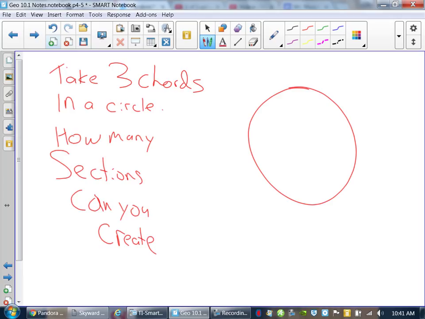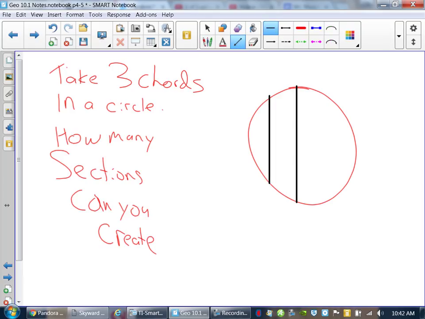There's an actual definable answer to this. See if you can draw that real quick and think your way through it. 3 chords in a circle. All right, so some of you said 4. I heard 4 a lot. And 7.